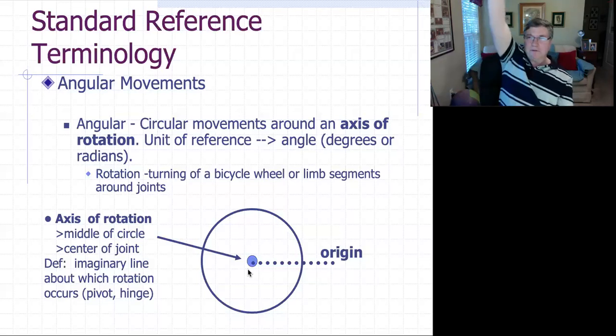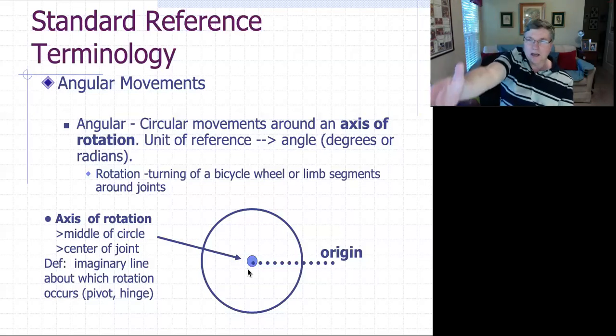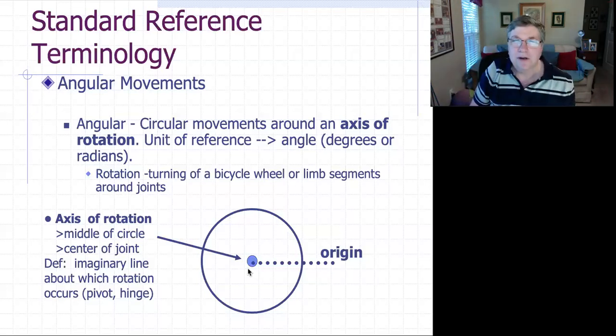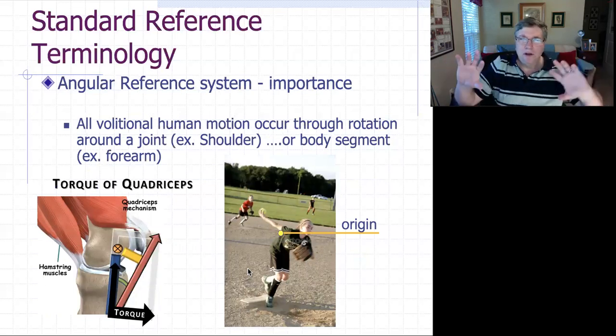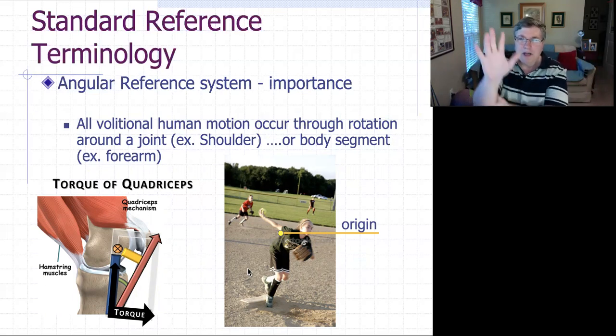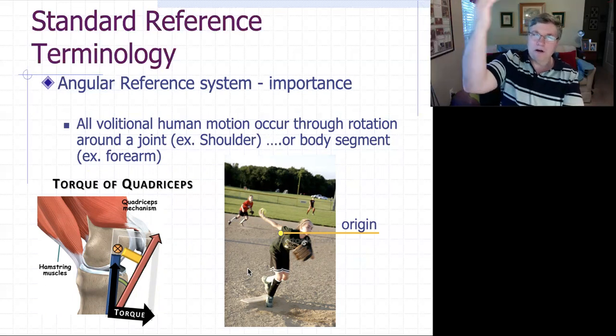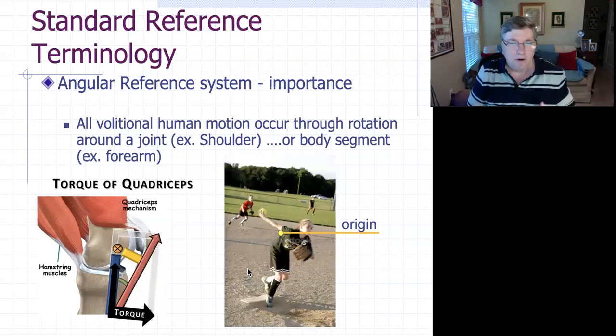So this movement, for example, in the sagittal plane, this is flexion of the shoulder. That's going to be rotating around that x-axis. And movement back to the anatomical position, remember, is going to be extension. So all volitional human movement occurs through rotation around body segments like pronation and supination of the forearm, or it goes through a joint like the elbow joint when we're producing elbow flexion and extension.